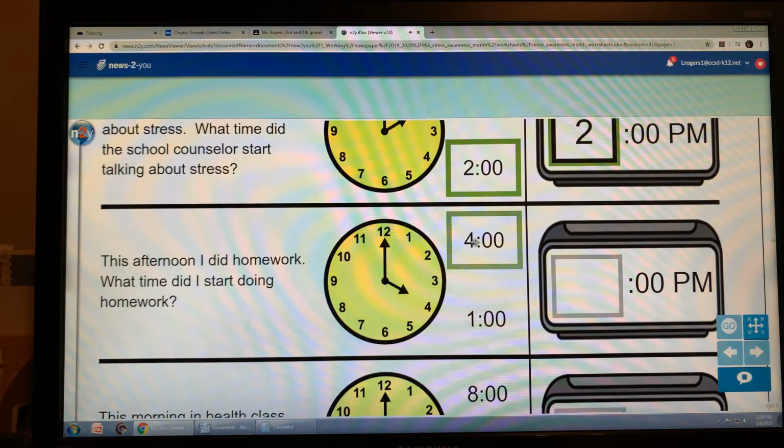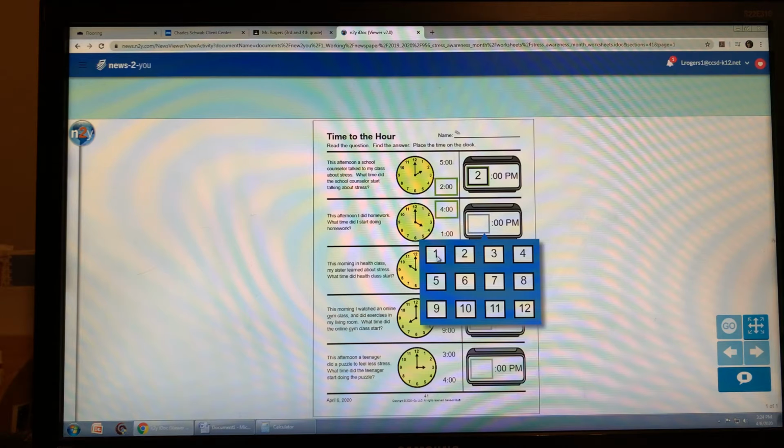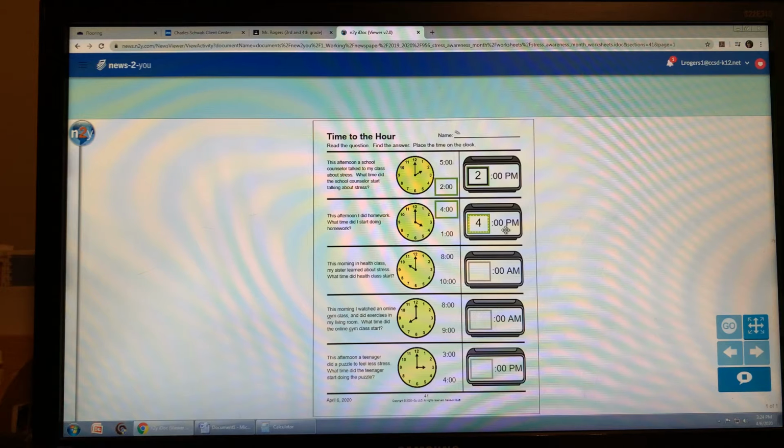So I now need to make my answer match my clock. So the number that I have to put here is going to be 4 because I need these to be the same. So we're going to zoom out and find the number 4. 1, 2, 3, and here's 4. So I'm going to put number 4 in, and we'll zoom in and make sure that they match and are the same.